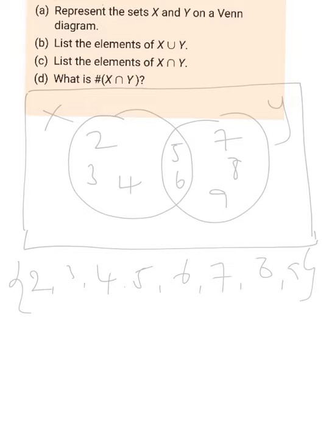Then the next one, they want to list the elements of X intersection Y. Remember, the intersection part here is 5 and 6, so that would be 5 and 6. And then the next part that they wanted is the cardinal number of X intersection Y. Cardinal number means we just count the elements. So how many elements in that? That would be 2.